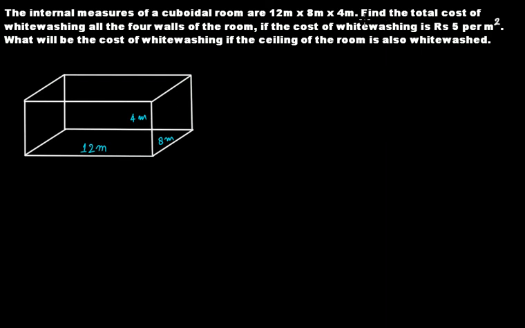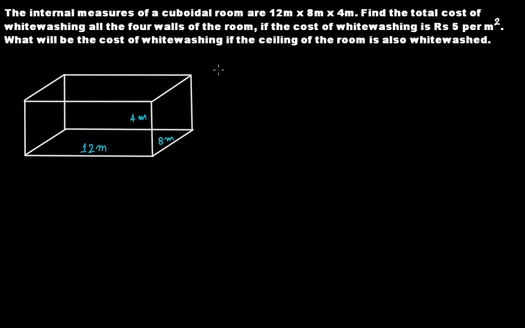Now find the total cost of whitewashing all the four walls of the room if the cost of whitewashing is rupees 5 per meter square. Now it's just asking for four walls: the front face, the right side face, the back face, and the left side face. So clearly the four walls means what? It's actually talking about the lateral surface area of this cuboid. Because when we talk about the lateral surface of a cuboid, it means that we are excluding two faces. And the two faces that are excluded are the top face and the bottom face, that's the base. So it means that we are actually talking about the lateral surface area.